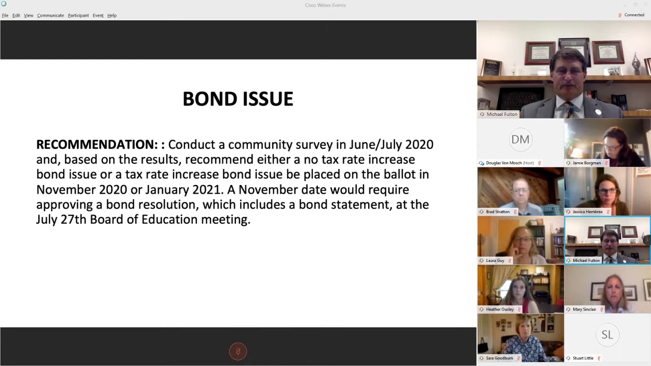Now, if we do a November date, just be aware, it would require approving a bond resolution, which includes a bond statement at the July 27th Board of Education meeting. So we have work to do. We're going to find out where our community is on option A and option B. And here in July, I'll be bringing to you a recommendation that's based on feedback from our community.